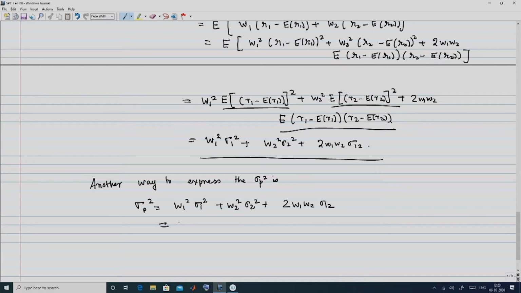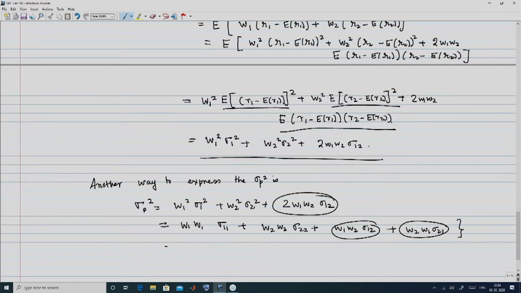Now, I can write sigma 1 square as sigma 11, basically the covariance between the first asset and itself, and W1 square can be written as W1 into W1. Likewise, the second term can be written as W2 into sigma 22, plus the third term can be written as W1 W2 sigma 12. So, I can decompose this into this factor and W2 W1 into sigma 21.